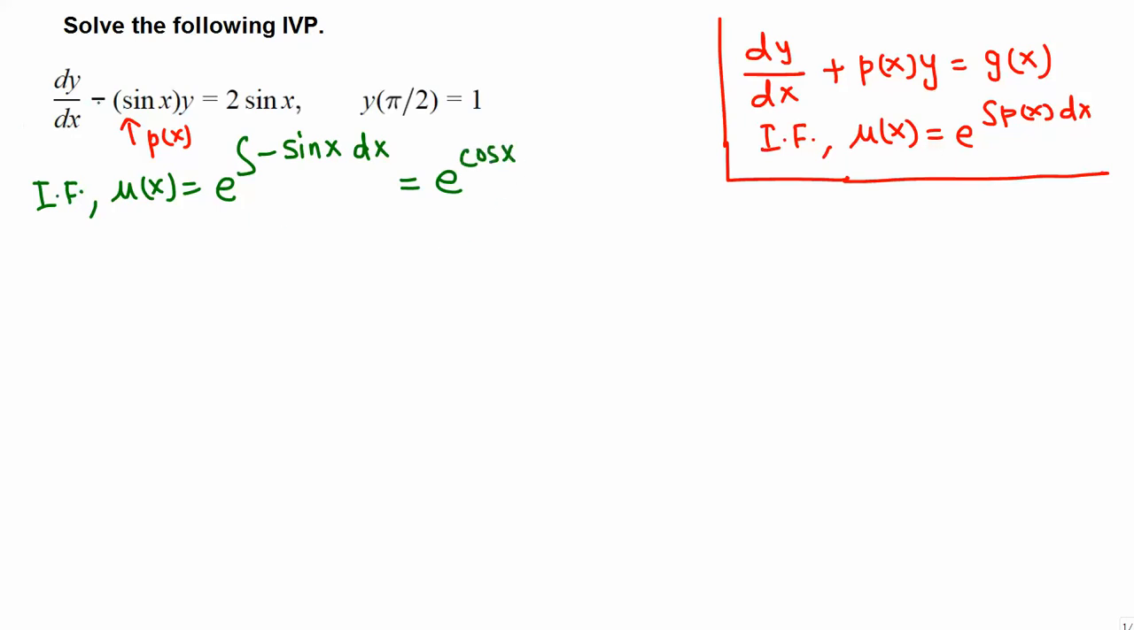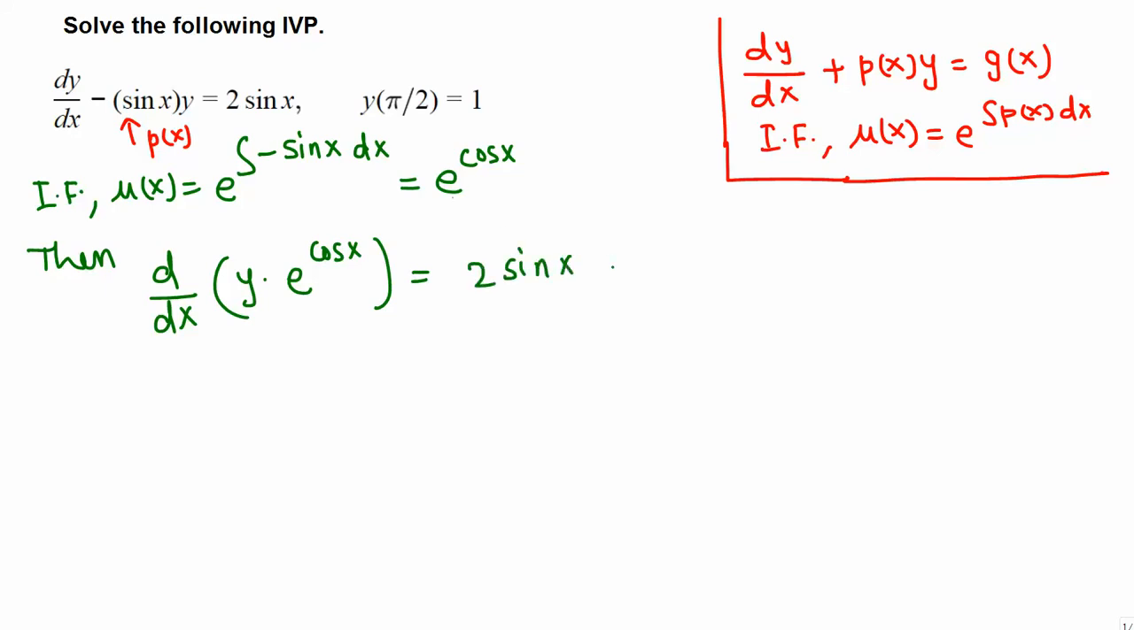Okay. Now we multiply both sides by the integrating factor. Then we get the left hand side is the derivative of the dependent variable y times the integrating factor, equal to, the right hand side is now 2 sine x, multiplied by e raised to cosine x. Next we integrate both sides with respect to x.